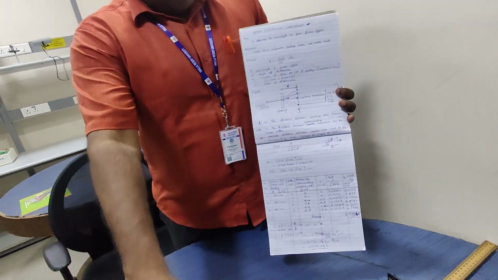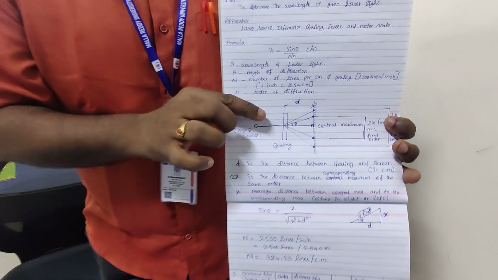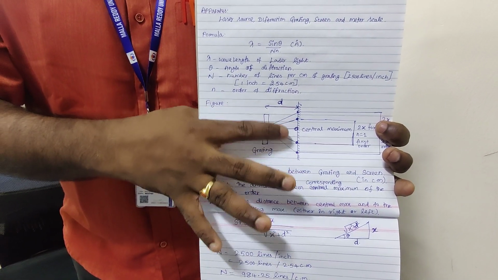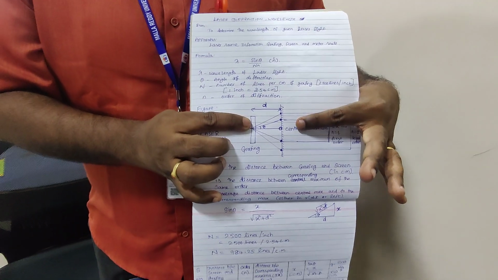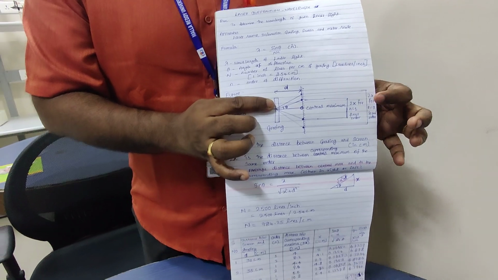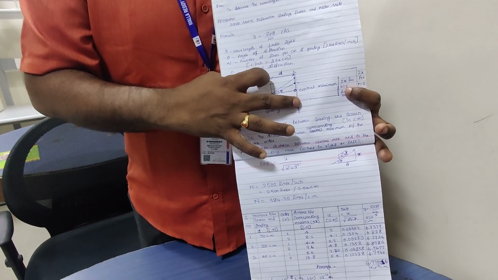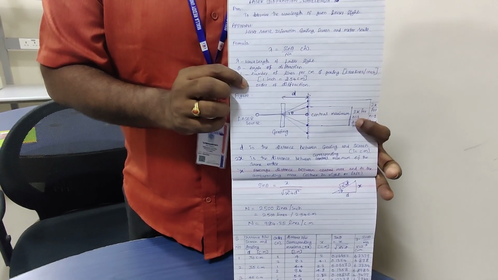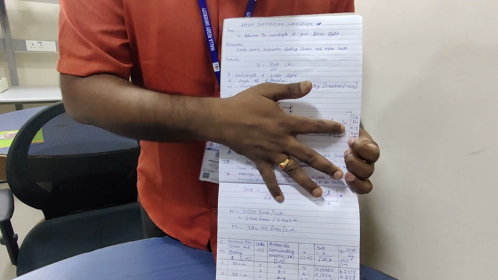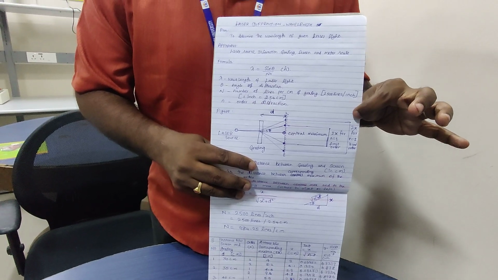So we have a laser beam, and similarly we have a diagram here: the laser beam along with the grating. After the grating it gets diffracted and we get the central maximum and the corresponding maxima points. The distance between the grating and the screen is D, and the distance between the corresponding maxima will give the value of 2x.